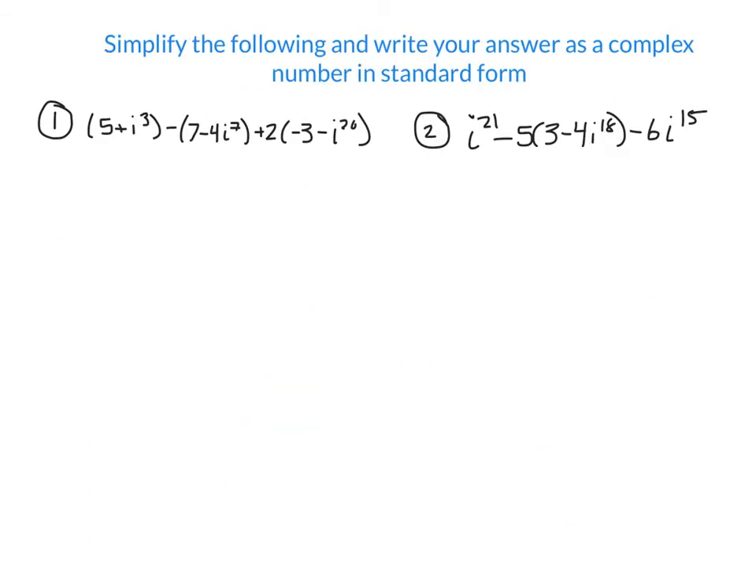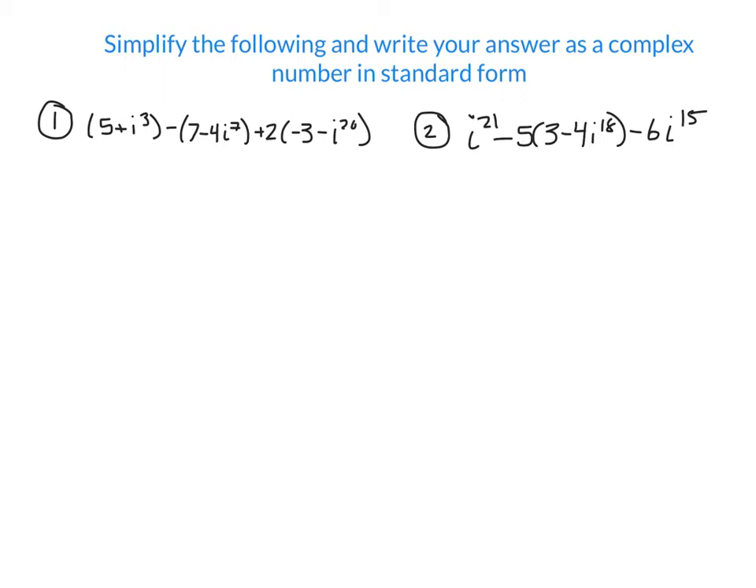So now that we have a solid understanding of how we can simplify i's with an exponent other than 1, we're going to try to simplify these expressions that are on the screen here. So you'll notice that we have a number of complex numbers that are being added or subtracted, and our goal is to simplify them so that they are fully simplified in standard form, where all of the real and complex parts are combined, and where those exponents of i all have an i value with an exponent of 1.